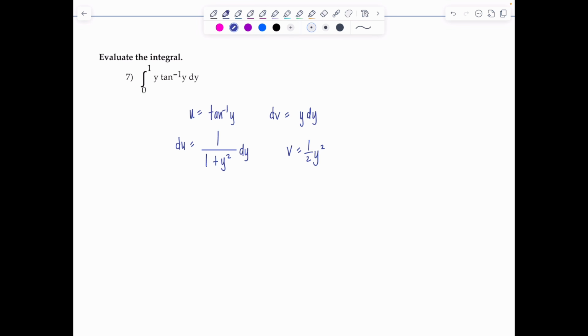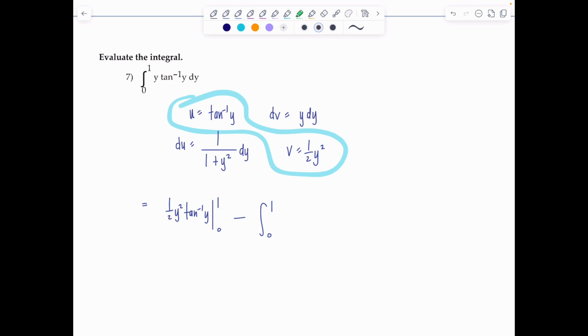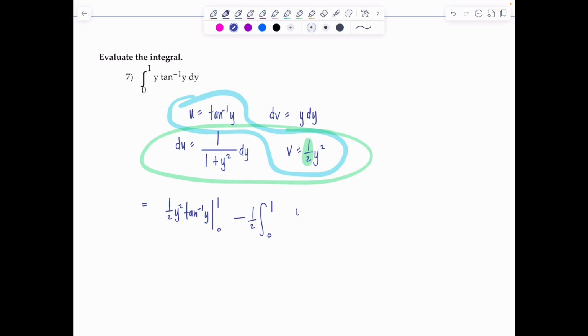Okay, now we use our by parts formula. So this is going to equal uv, 1/2 y squared tan inverse of y evaluated from 0 to 1, minus the integral, still 0 to 1, of v du. I'm going to take the 1/2 outside, and then you'd have y squared over 1 plus y squared dy. Good? Okay. Now focus on this integral. No u sub will save you because this is not y to the first up here. It's not 1 degree lower. So you could long divide, but what's much easier is if you add and subtract 1 in the numerator.